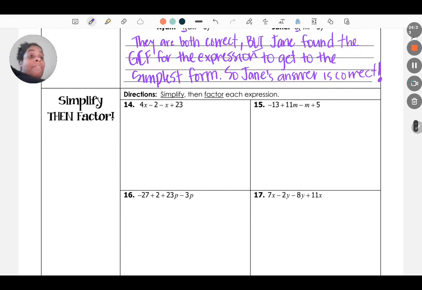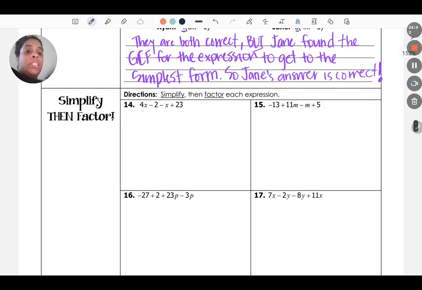Simplify, then factor each expression. Simplifying means that we're combining like terms first, and then once we combine the like terms, we are factoring the number out. Good practice for you to do 2 steps in a problem to get to your answer, okay?